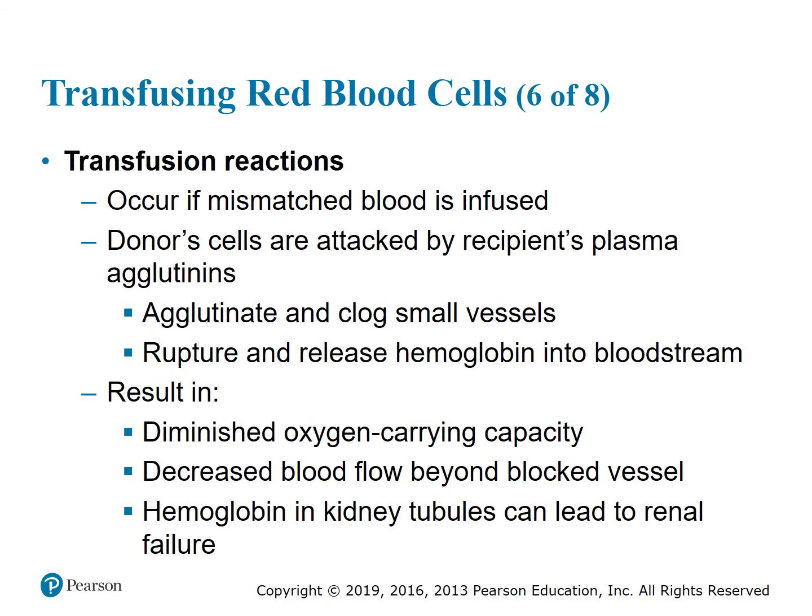Transfusion reactions occur if mismatched blood is infused. The donor cells are attacked by the recipient's plasma agglutinins that agglutinate and clog the small vessels, and these rupture and release hemoglobin into the bloodstream. And this results in a diminished oxygen carrying capacity, a decreased blood flow beyond the blocked vessel, and hemoglobin in the kidney tubules could lead to renal failure.